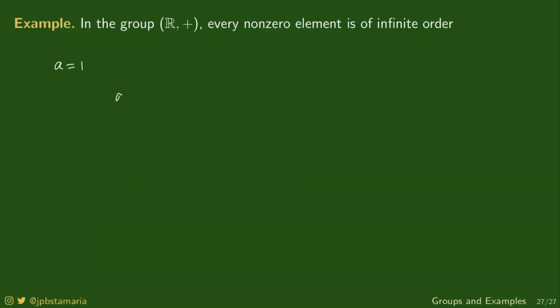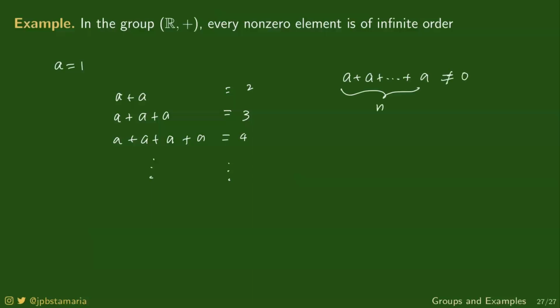Pag inulit mo si A sa sarili niya, i-add mo ng i-add yan, babalik ka ba sa 0? Will this ever get back to 0? Magiging 0 ba? Eventually, magiging 0? No, di ba? Ang sum ng n copies of A will never be 0 whenever A is not 0. Yun yung sinasabi nito. Okay? The only time ang element ay may finite order kapag siya yung 0. In fact, ang order ng 0 dito ay 1 kasi siya yung identity.